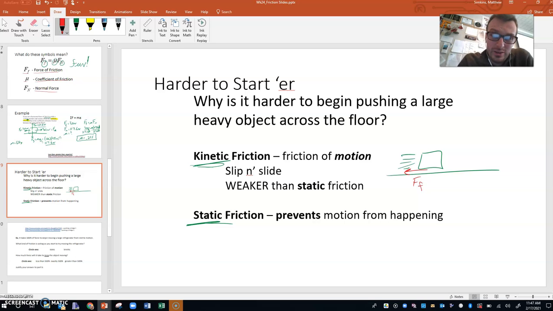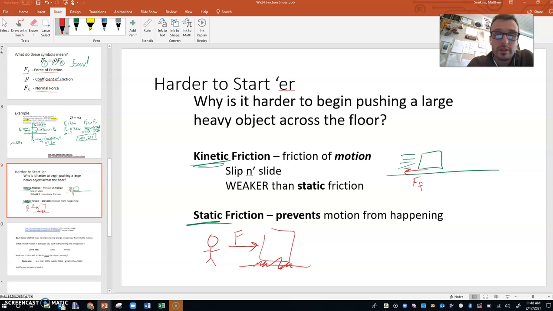Now, static, on the other hand, is static: still, stuck, strong. It's when you are stuck to the ground, you're still, you're not moving, and it's a stronger type of friction called static friction. So let's say I have a giant refrigerator on the carpet. That's going to be hard to move, right? So here's me with my wimpy little noodly arms, trying to push it, and it just doesn't go anywhere.